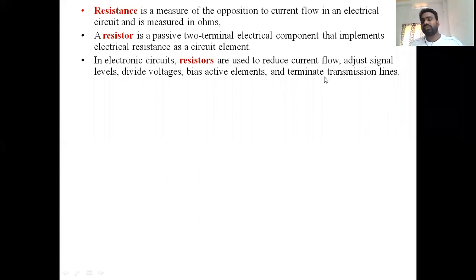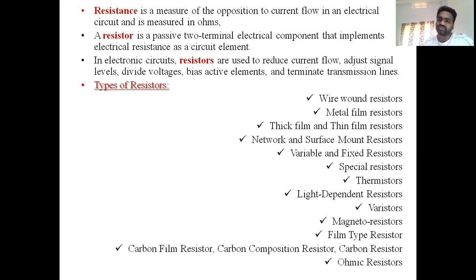Okay, and there are various additional applications, like adjusting the signal levels, dividing the voltages, biasing active elements, and terminating the transmission lines. So these are the various applications with respect to resistors. So if we see the types of resistors, there are various types of resistors in normal industry, like wire wound resistors, metal film resistors, thin film resistors, variable resistors, thermistors, light emitting resistors, light dependent resistors. So these are the various types of resistors in the electrical field which we are familiar with in our lab.